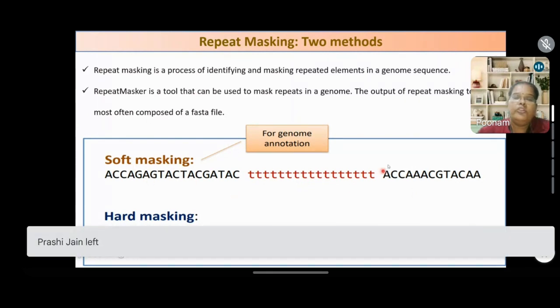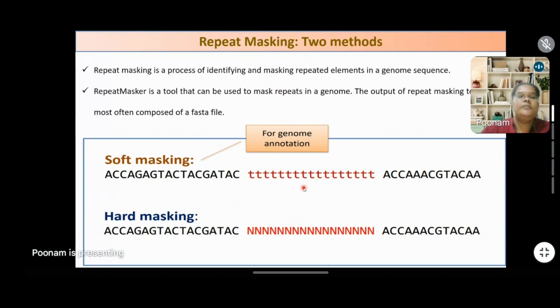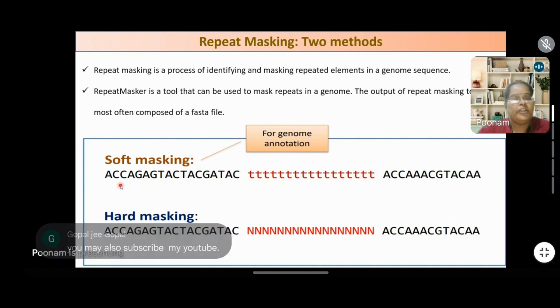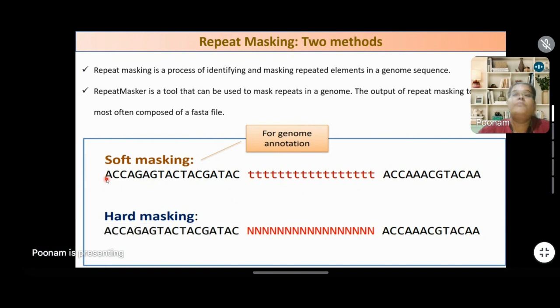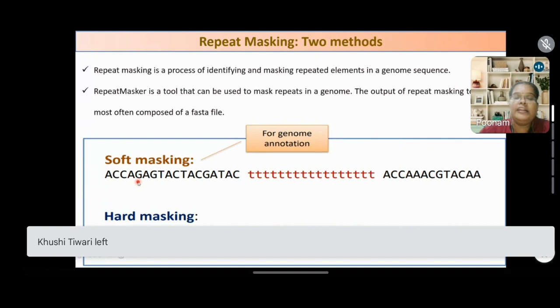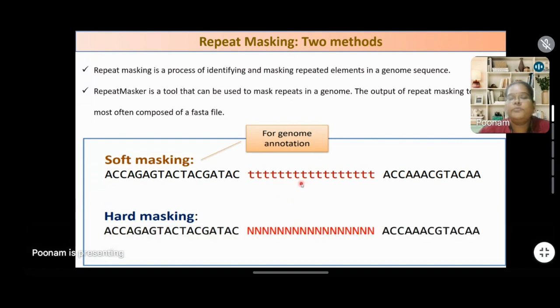So soft masking is what? When you have some kind of repeat sequence, it is converted into small case letters, because in most cases we are aware that the DNA sequence or nucleotide sequence, or even protein sequences, if we are putting them, are in capital letters, whereas the masked sequences are just converted into small letters. Whereas hard masking is what? When you have the repeat sequence, those repeat sequences are converted into just the letter N.